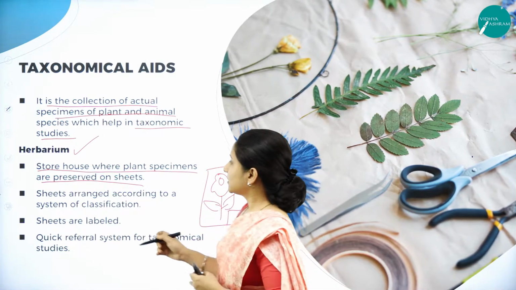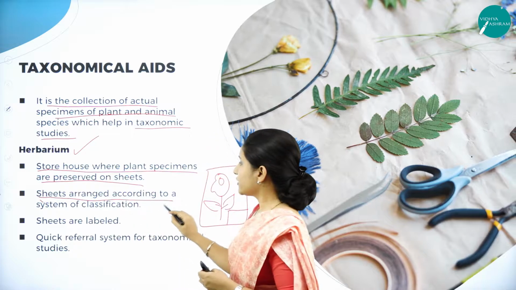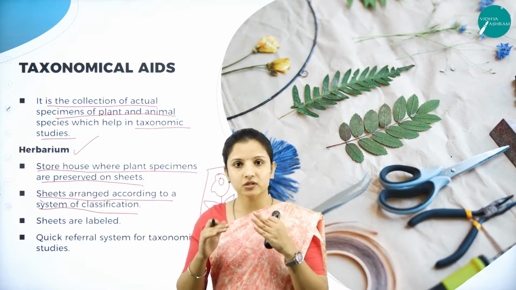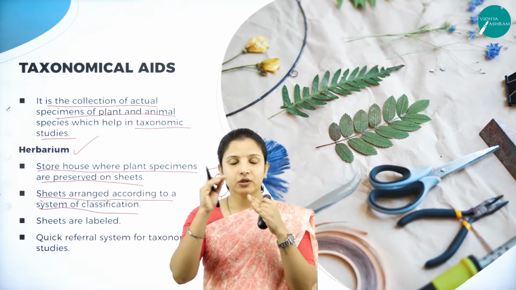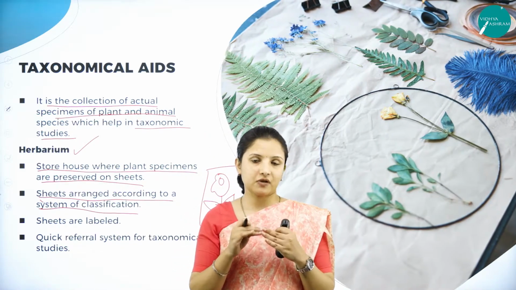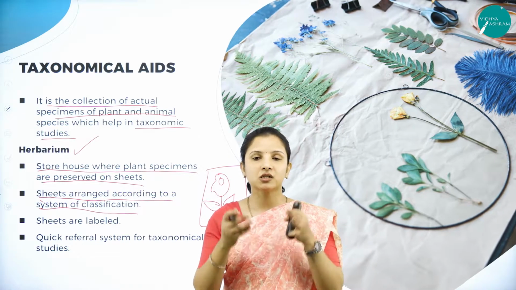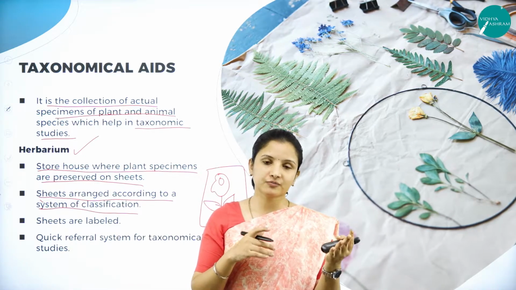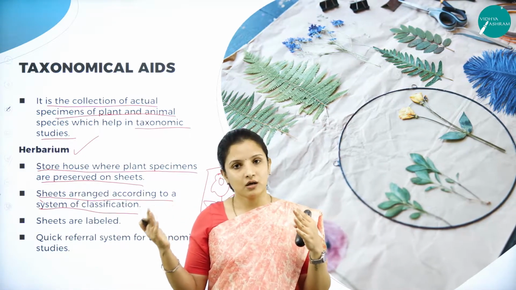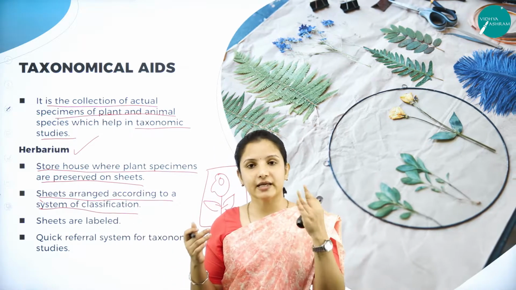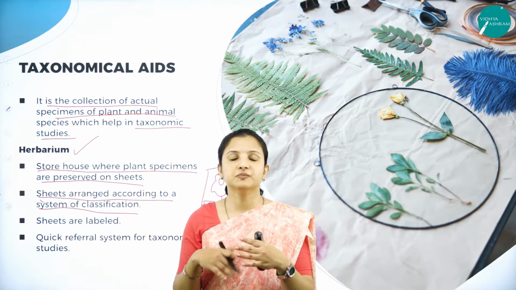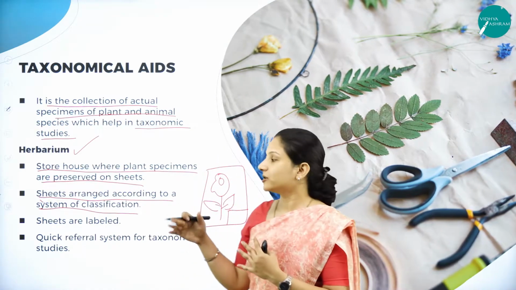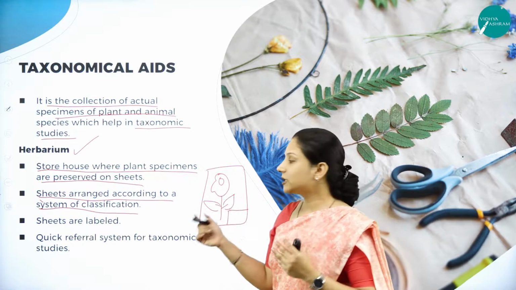So the sheets will be arranged according to a system of classification. They will be arranged in pigeon cupboards, wherein the sheets will be arranged according to a system of classification. So what was that system of classification? First, they will be placed under plants. Again, they'll be categorized whether they are angiosperms, gymnosperms, or different forms. Again, they will be categorized under angiosperms based on the family, again based on the genus, and again based on the species. So like this, the sheets will be arranged, and all the sheets will be labeled.